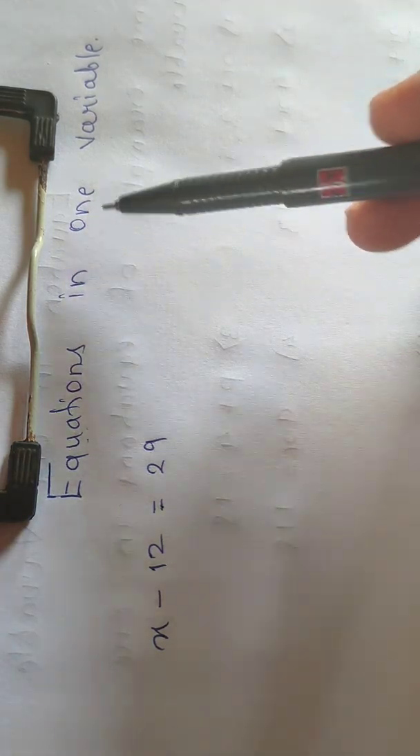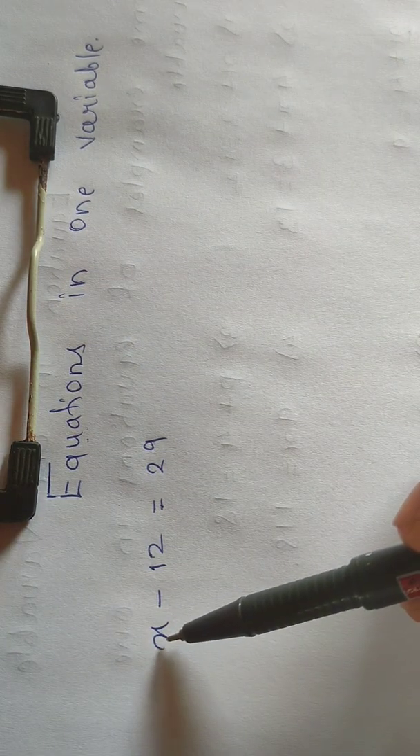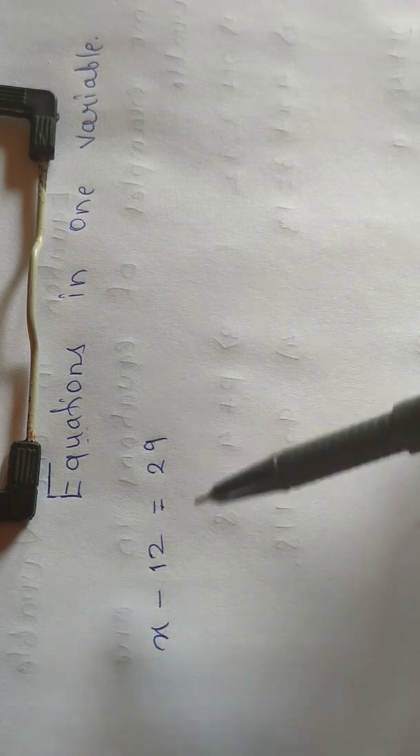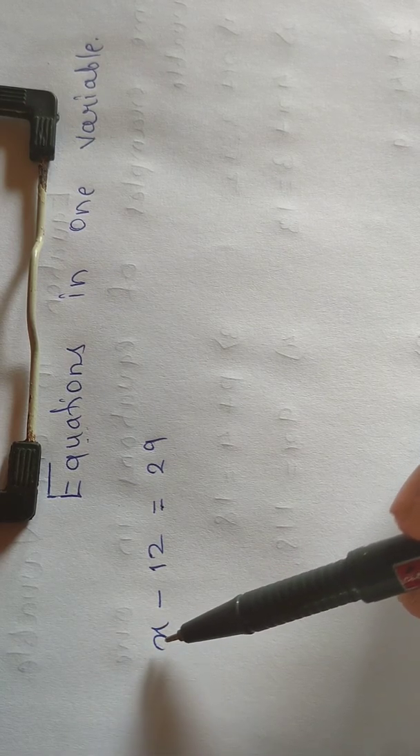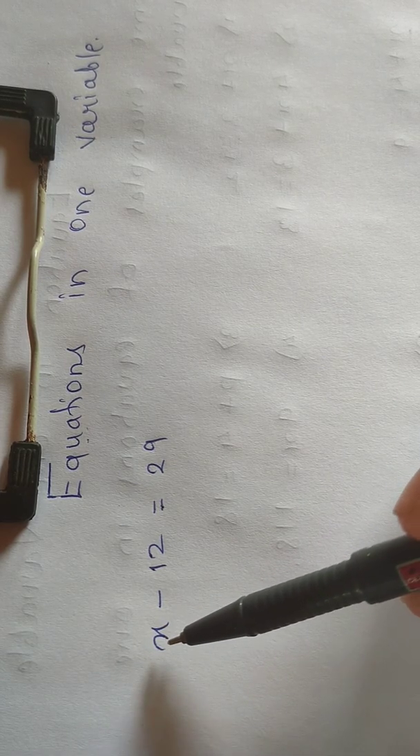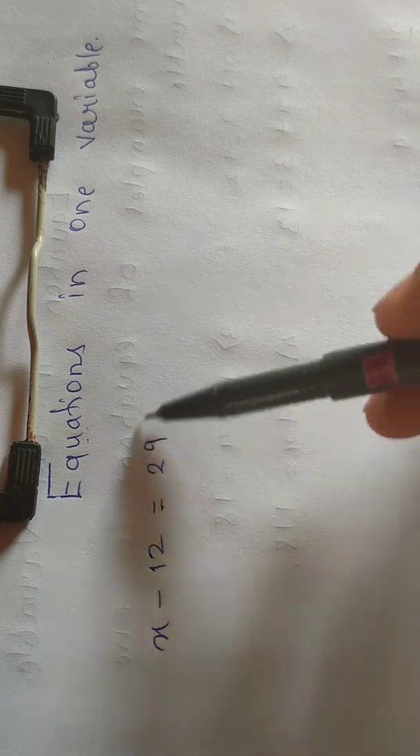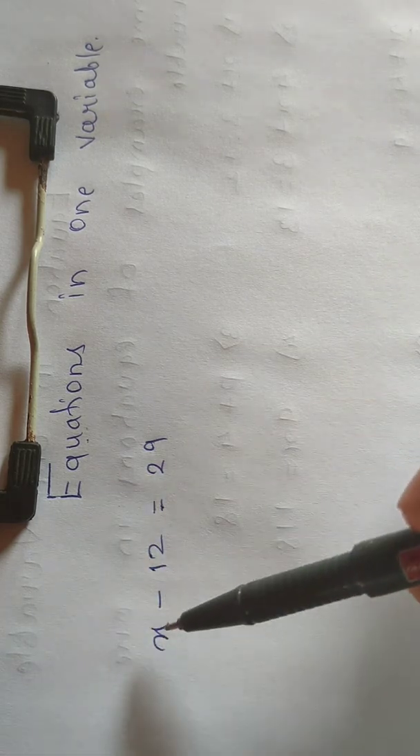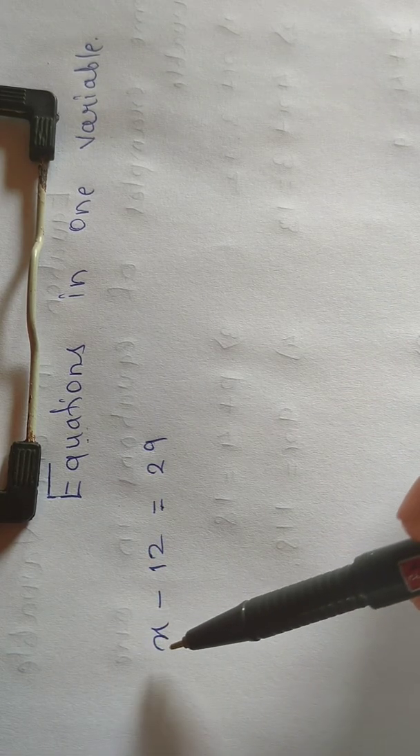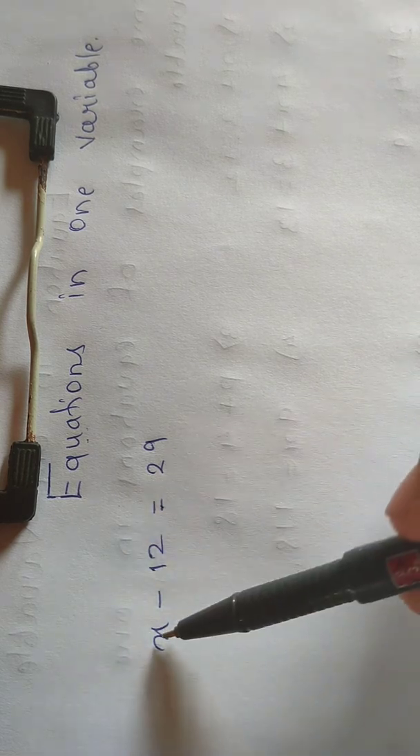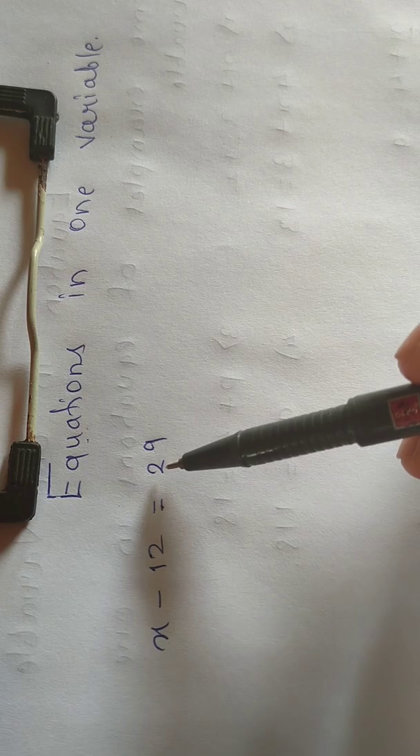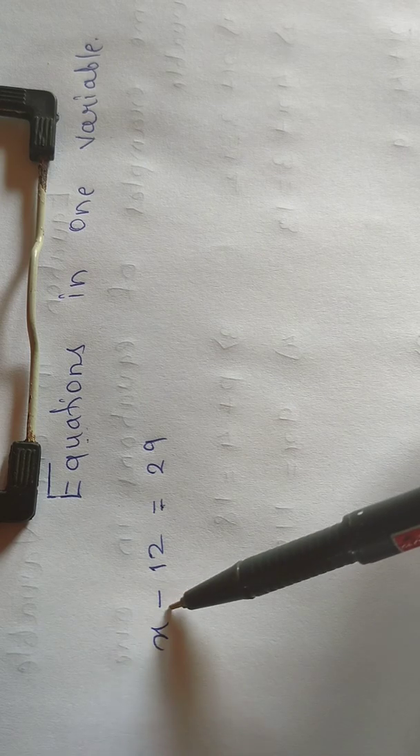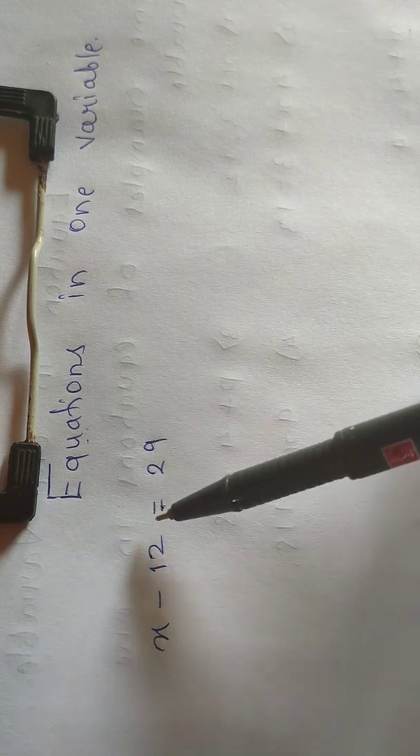Why is it in one variable? Since only one letter is there. We have only x here. We don't have y, we don't have z, no p, no q, no other variable. Variable means letter. No other letter apart from x. We have only x. Therefore it is an equation in one variable. A letter is said to be a variable in an equation. So in this equation, x is the variable, and this equation is in one variable. It has an is equal to sign in between, with a left side and a right side, so it is said to be an equation.